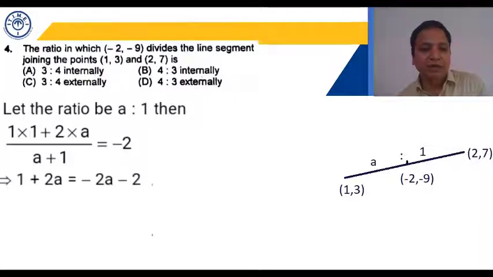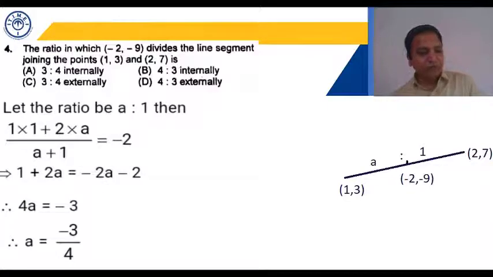So it becomes 1 plus 2a is equal to -2a minus 2. Now this -2a comes to the left hand side, 2a plus 2a becomes 4a, and 1 goes to the right hand side, -2 minus 1 becomes -3. So this equation becomes 4a equal to -3. And when we divide by 4, a comes out to be -3 by 4. The minus sign is actually showing that it's an external division.